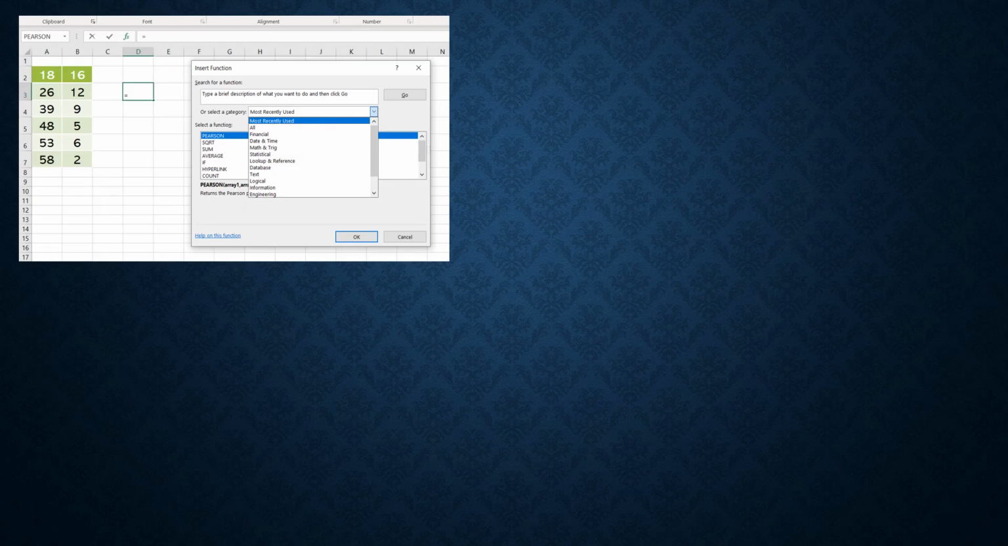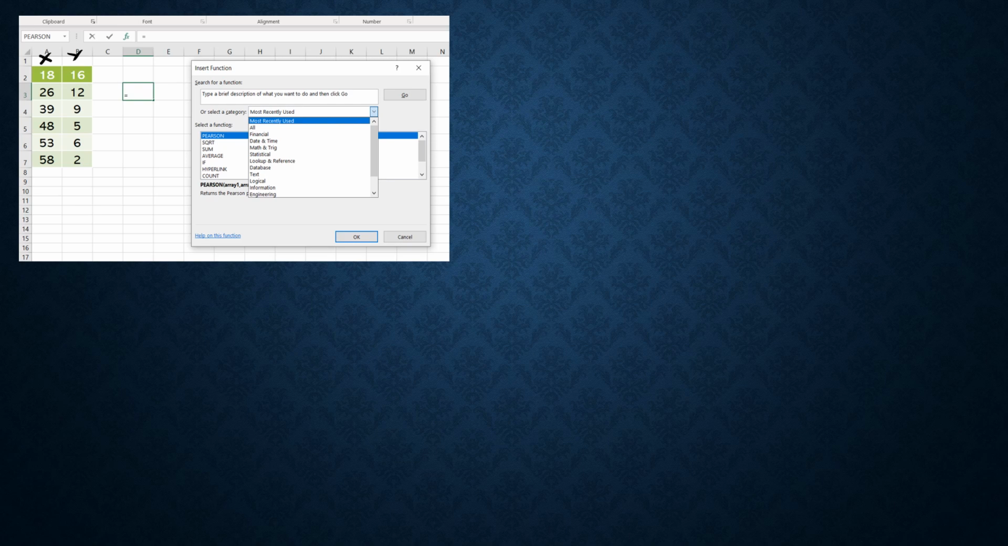Now, in order for you to double check your computation of the Pearson product moment correlation coefficient, you can use Microsoft Excel. Now how? First thing that you're going to do, you're going to open your Microsoft Excel. After that, you're going to encode all the values of x and all the values of y here. This is our previous example. So we have 18, 26, 39, 48, 53, and 58. And then for the y column, we have 16, 12, 9, 5, 6, and then 2.